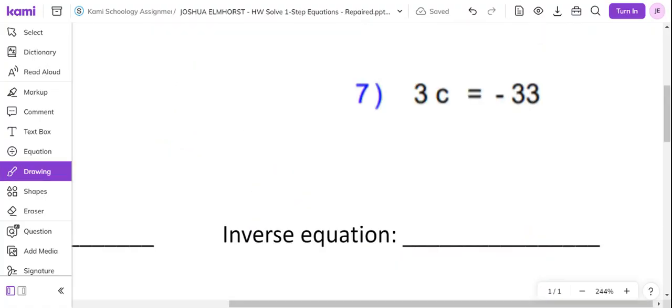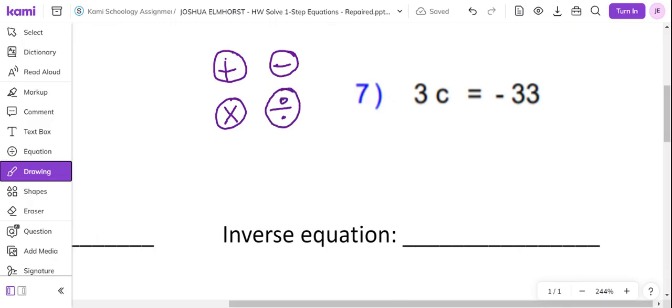All right, let's take a look at number 7. What are all the math operations we could possibly use? Adding, subtracting, multiplying, or dividing. Now, with multiplication, multiplying is also if you put a number next to another number in parentheses, or if we do, let's say, for example, 3 times the variable c, or we could do 3.6. All of these represent multiplication.